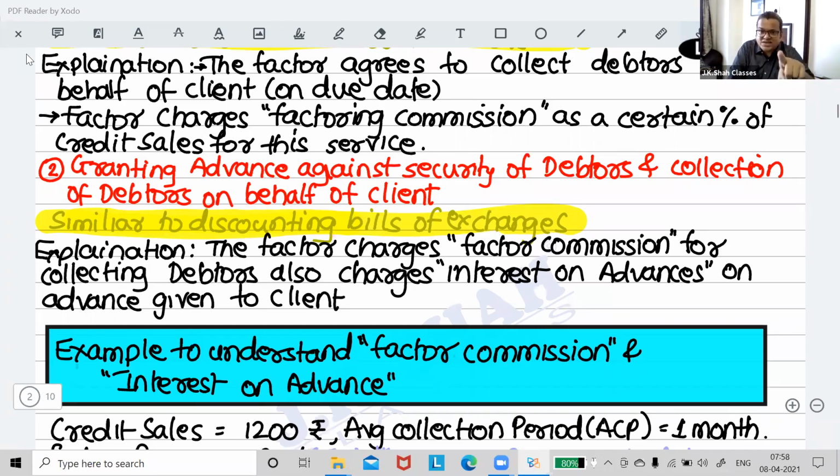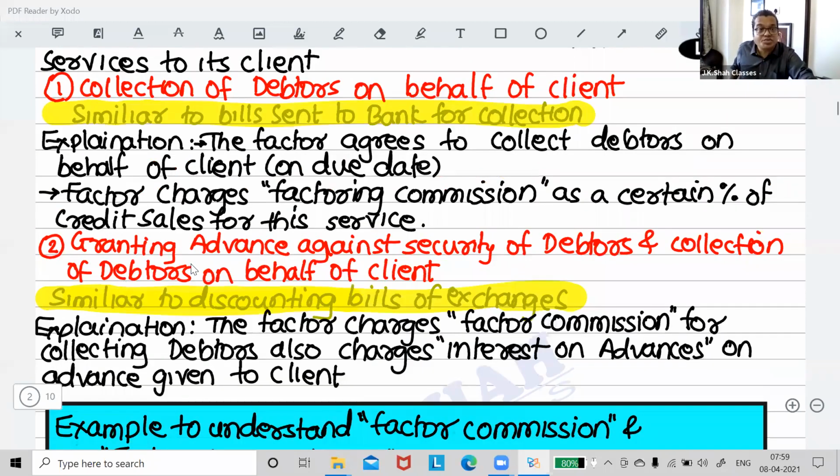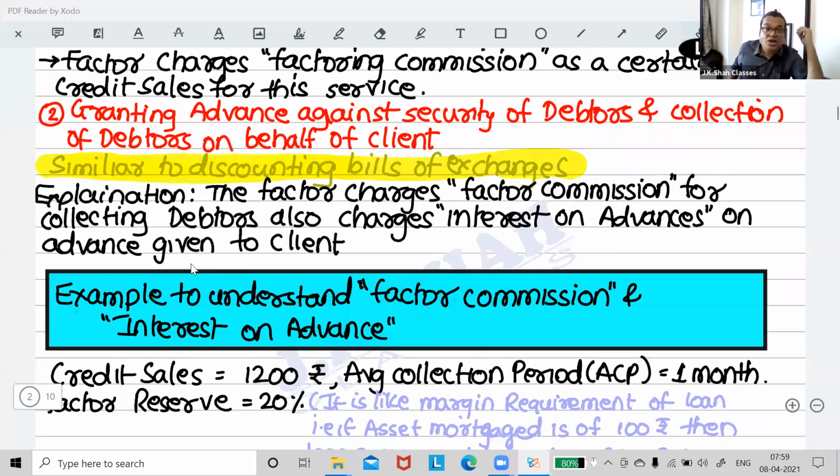Now see, the factor charges factor commission for collecting debtors. Very true. The factor will tell me, sir, I'm giving you the collection also, no? I'm collecting on your behalf, so I will charge you factor commission as usual, as in the first plan. You asked me to collect on due date, so just give me factor commission, sir. Same way in option two also. In option two also, you will be collecting, right? But other than collecting, he would be giving me the money on an immediate basis. It is like he is going to give me some kind of advance, some kind of loan.